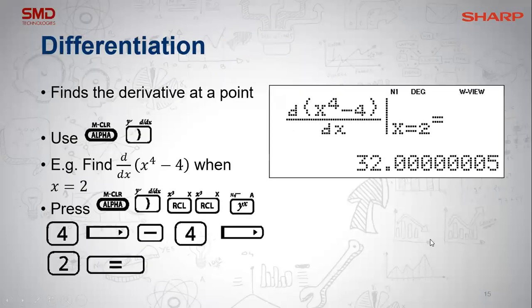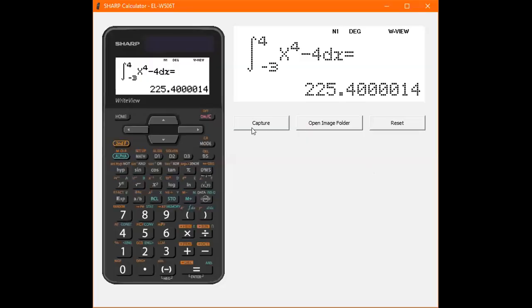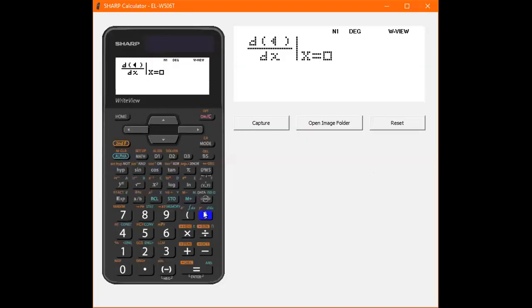And of course, you can do differentiation at a point as well. Okay, so if I do, that's what I was actually doing. Here, if I wanted to do the derivative, I can say alpha and this button over here, and then I just put in my equation or expression up here. So using my x, I can say x to the power of 4 -4, and we're going to do it at point where x is equal to 2 and equals.